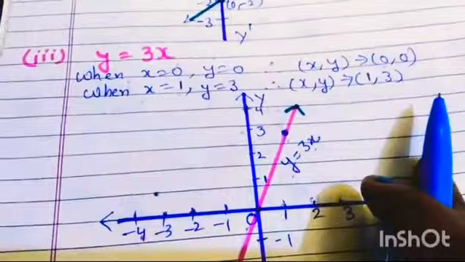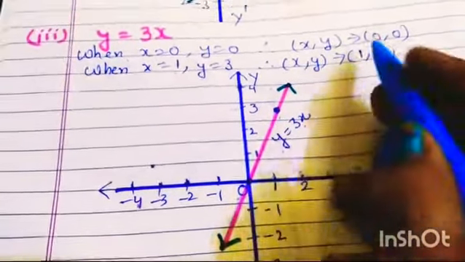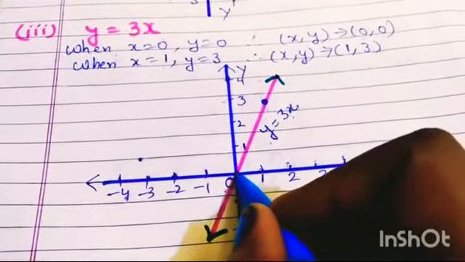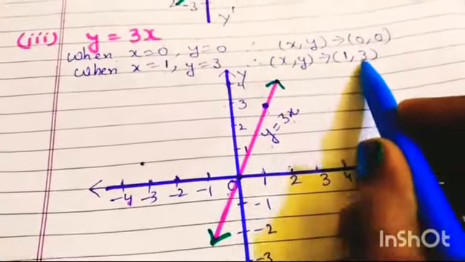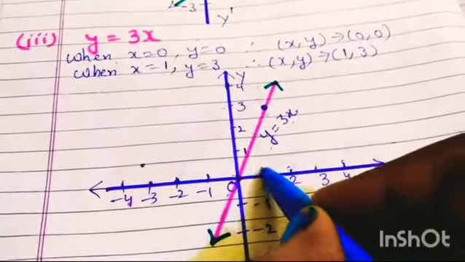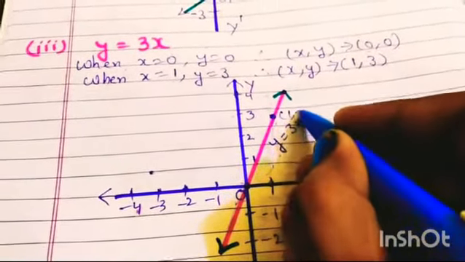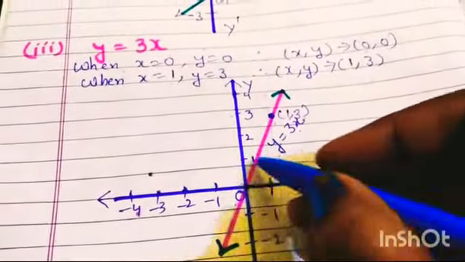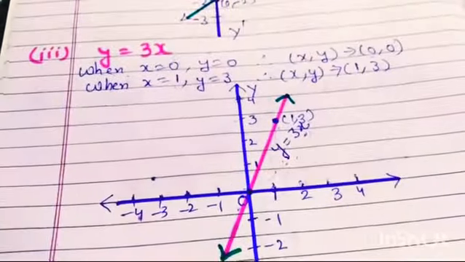Now we will plot these points. The first point is 0 comma 0. 0 is the value of x and the next value is again 0, this is the value of y. Therefore it will lie here on the origin. Then the second point: x is 1 and y is 3. X value 1 will lie here and y value 3 will lie here. When we join these both points, we get the point 1 comma 3. Now we draw a straight line using these both points. Then we get y equal to 3x, which is the required graph of y equal to 3x.